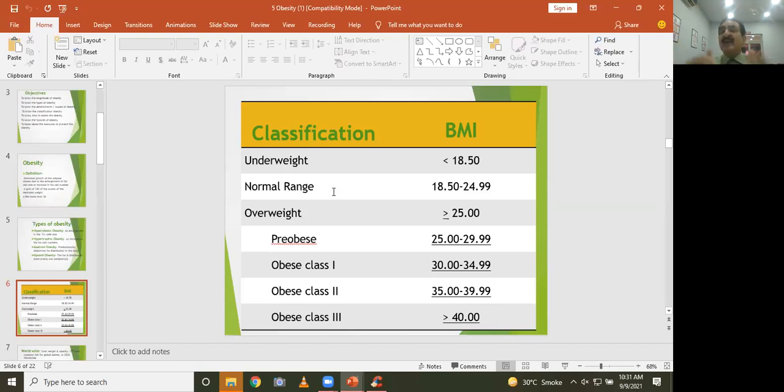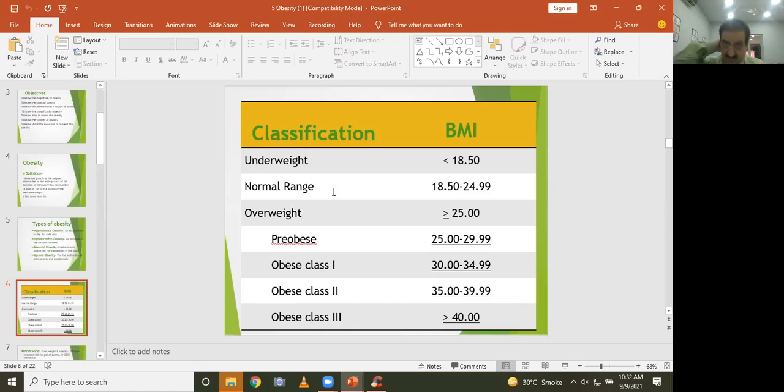You may be having 23, you may be having 36, you may be having 56. So we have further classified those people who have a BMI more than 25. Those with a BMI from 25 to 30, or 29.9, are pre-obese. Obese degree 1 is 30 to 35, obese degree 2 is 35 to 40, and obese degree 3 is more than 40. You can remember it that way.